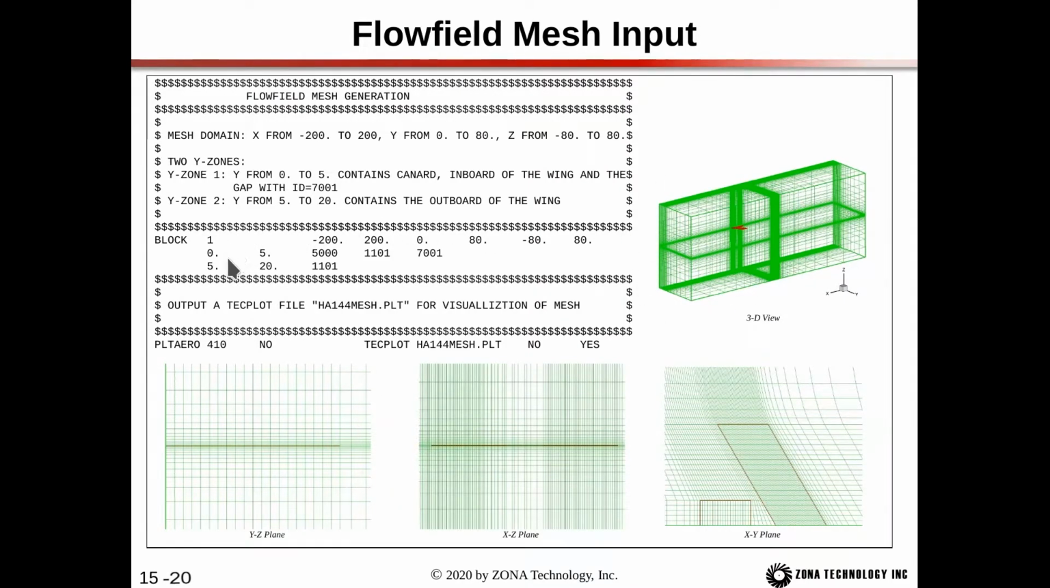And then our two Y zones we had defined. Y zone 1 included the canard, and then Y zone 2 is the outboard portion of the wing, not including the canard. So this one block card here generates this 3D mesh. So once again, because we don't have a fuselage, we just have the CAERO7s, the input is extremely easy to set up.